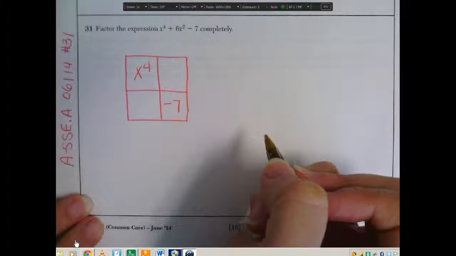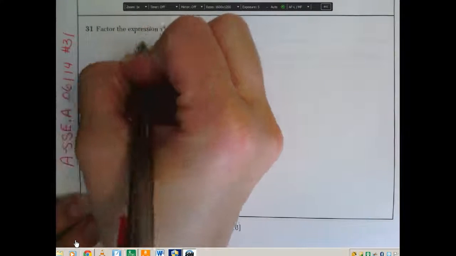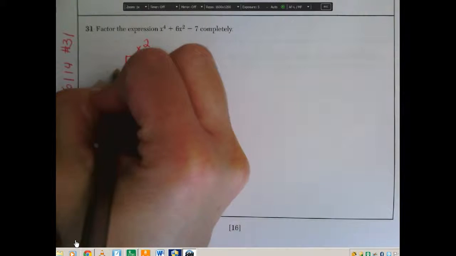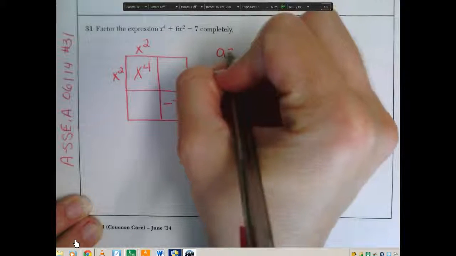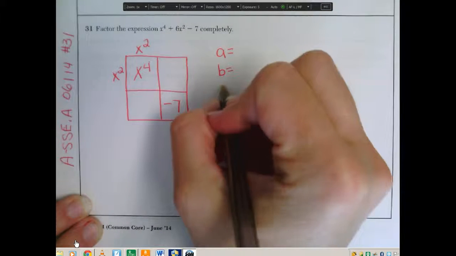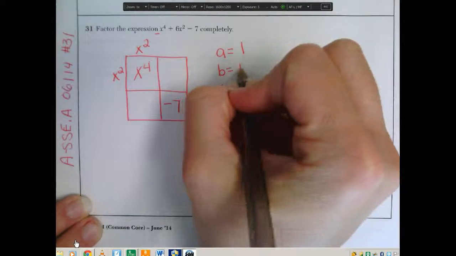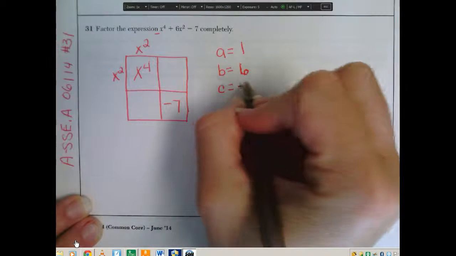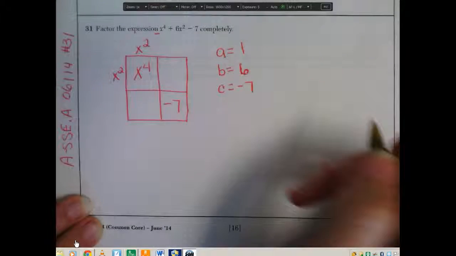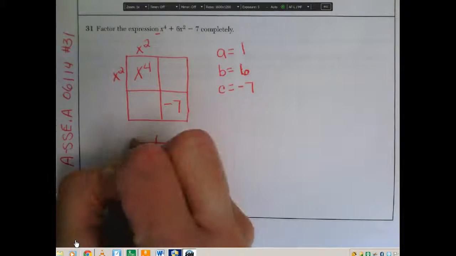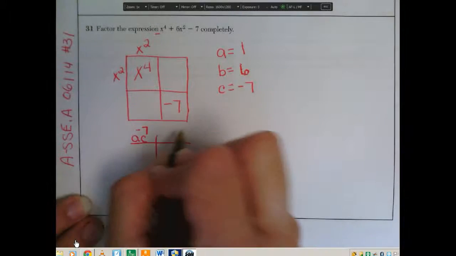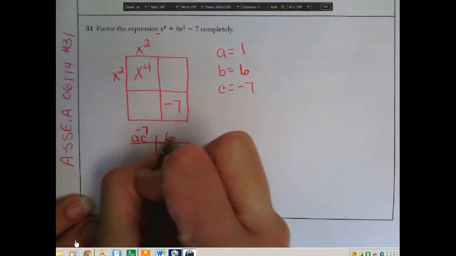The only way that we can get x to the fourth is really x squared times x squared. Okay? Now we're going to write A equals, B equals, and C equals. In this case, A will be 1, B will be 6, and C is -7. So we're trying to think which two numbers will multiply together to give me A times C, which is -7, but add together to give me +6.